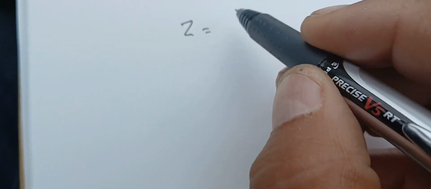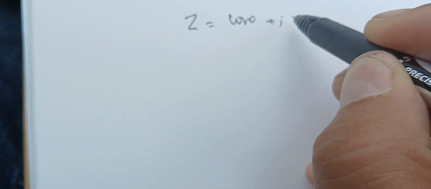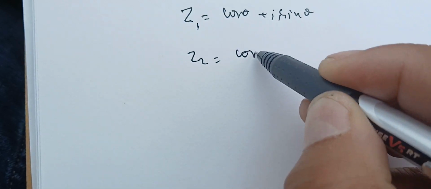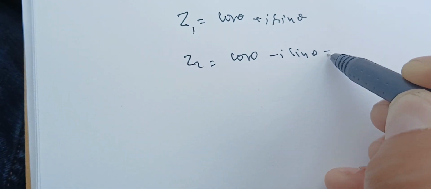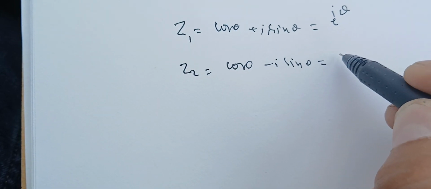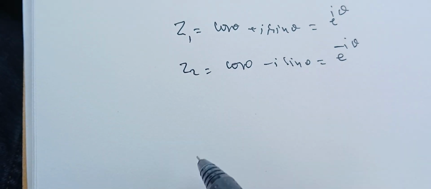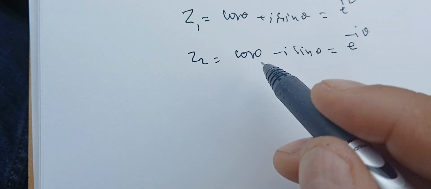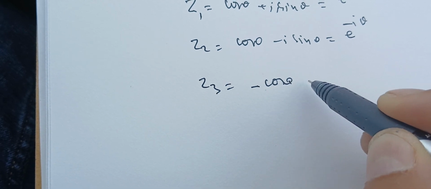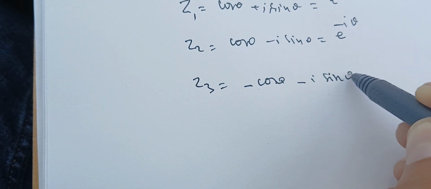Okay, we'll come back again. After we have found the exponential form of z that can be written as cosine theta plus i sine theta, and let's call this one z1 and z2 cosine theta minus i sine theta, we have found this one as e to the i theta, and this one e to minus i theta. Okay, now it's time to find this one, minus cosine theta minus i sine theta.